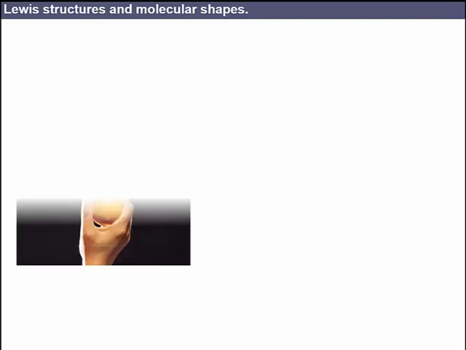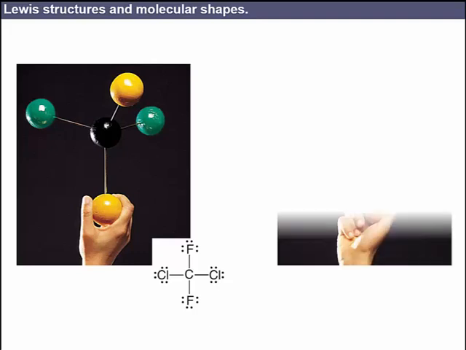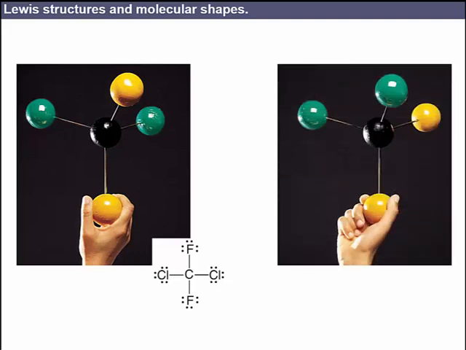When we put these into molecular shapes, we have some interesting stuff that comes up, including this concept of chirality. So here I've got a molecule, right? It's got 2 yellows and 2 greens, right? So this is carbon dichlorodifluoride. And this is also the same molecule, but the Lewis structures look different from each other, don't they?